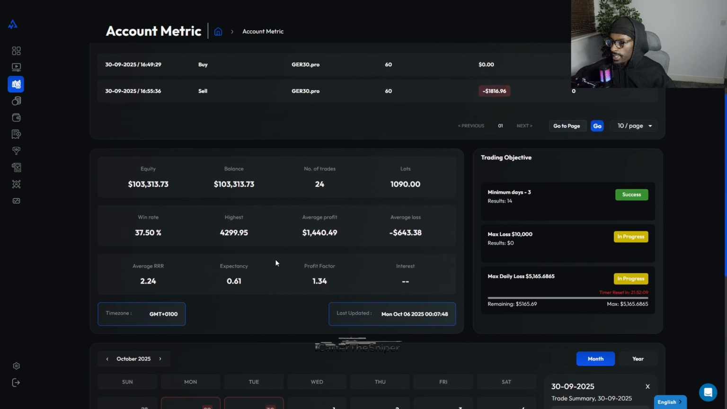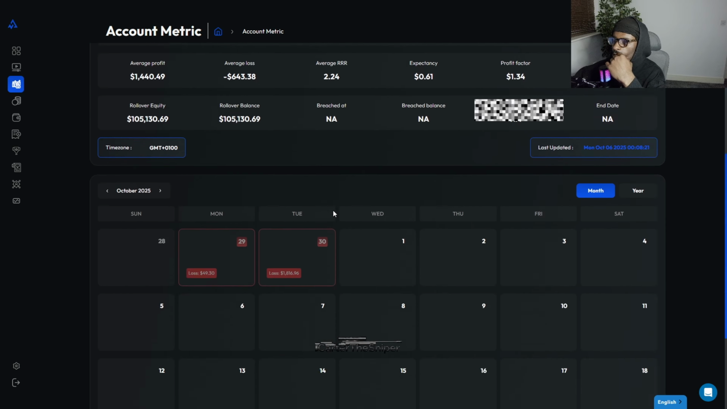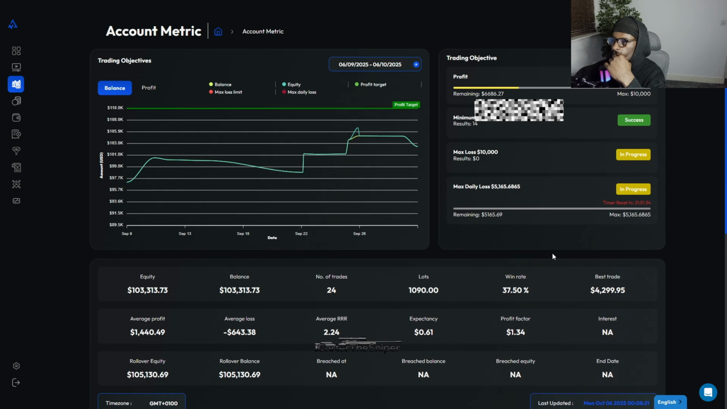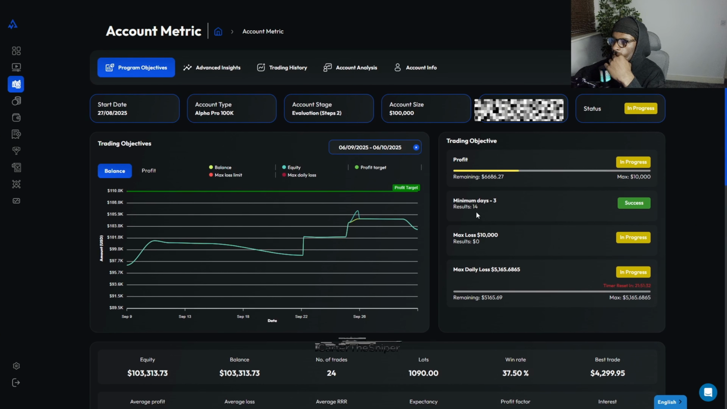I can't lie, I know we've been taking long on that, but let's go on pre. I was trying to show you how many days I've done. The minimum days, yeah, so 14 days. I can't lie, I've only traded 14 days, and it feels longer than that, but it's 14 days. Before it used to be 30 days to pass a funded account, but now 14 days.